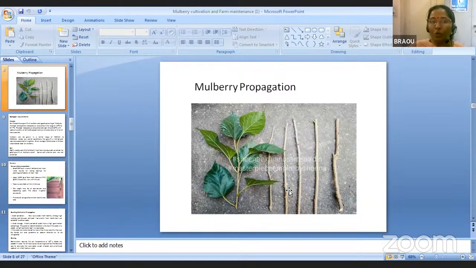So this was about how a tree looks like. That's the morphology of the tree. Now you should learn how you're going to propagate the tree. So how you're going to grow it. So for example, if you're going to have your own small scale industry where you're going to rear the silkworms.